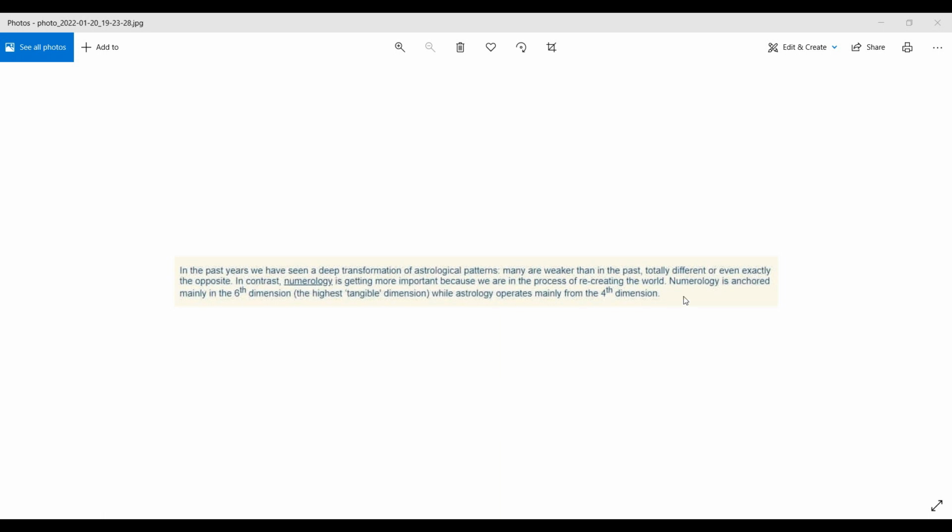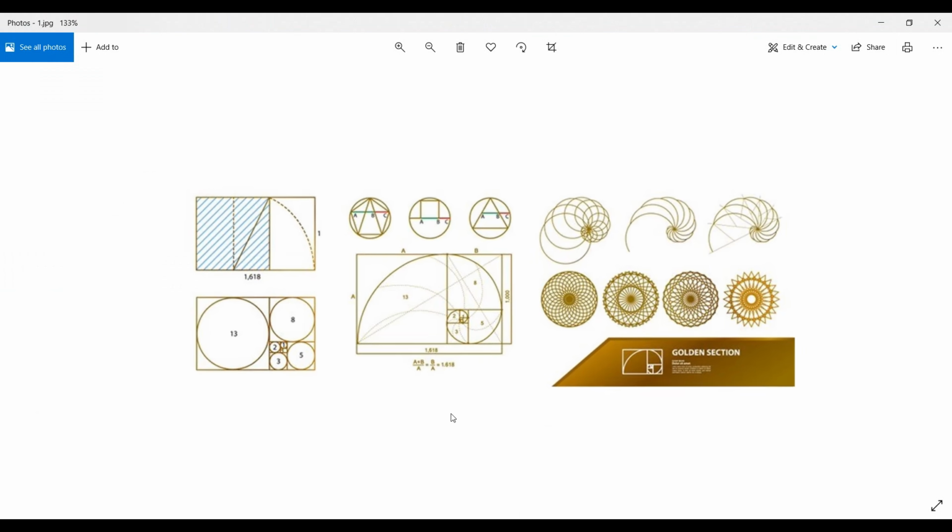In this you can see the numerology is anchored mainly in the 6th dimension, the highest tangible dimension, where astrology operates mainly from the 4th dimension. So once you master geometry and numbers, it will all make sense to you. You can check the image here.